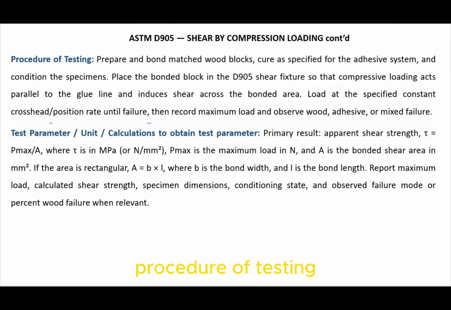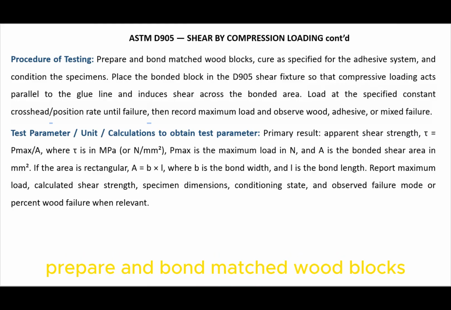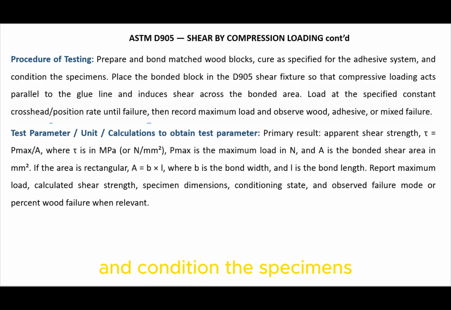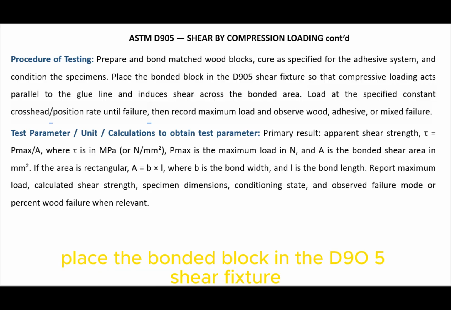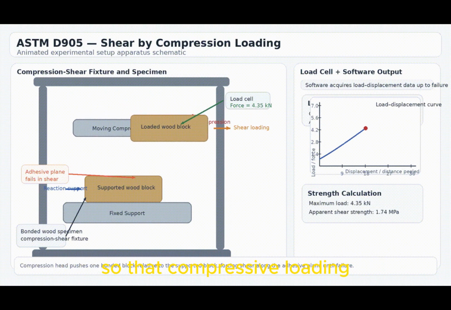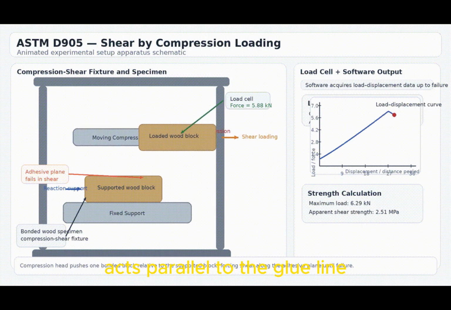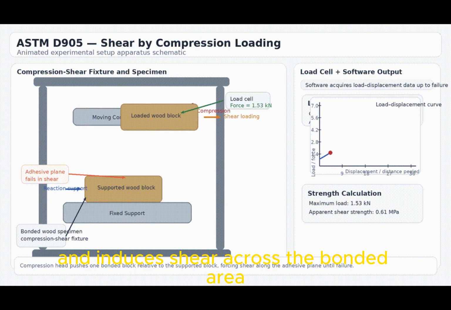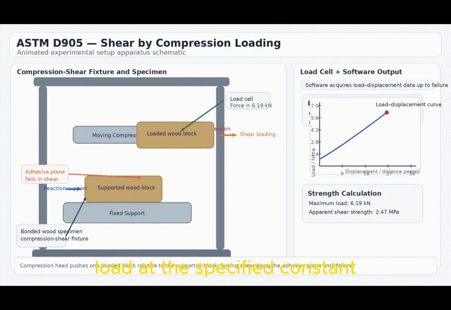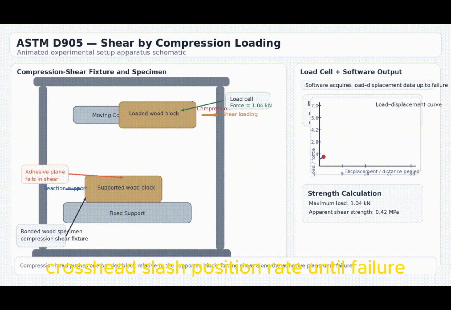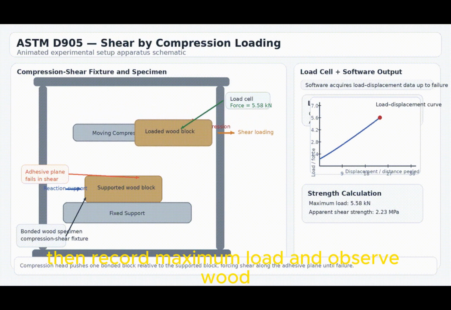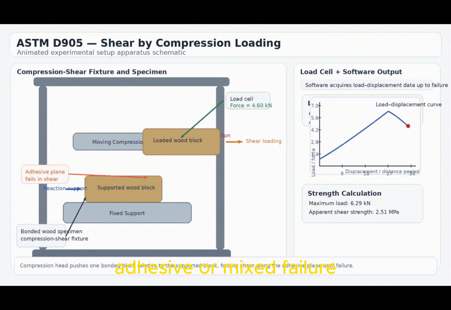Procedure of testing. Prepare and bond matched wood blocks, cure as specified for the adhesive system, and condition the specimens. Place the bonded block in the D905 shear fixture so that compressive loading acts parallel to the glue line and induces shear across the bonded area. Load at the specified constant crosshead/position rate until failure, then record maximum load and observe wood, adhesive, or mixed failure.